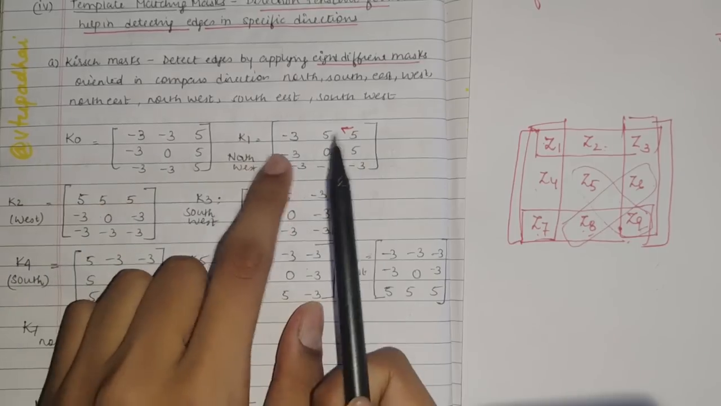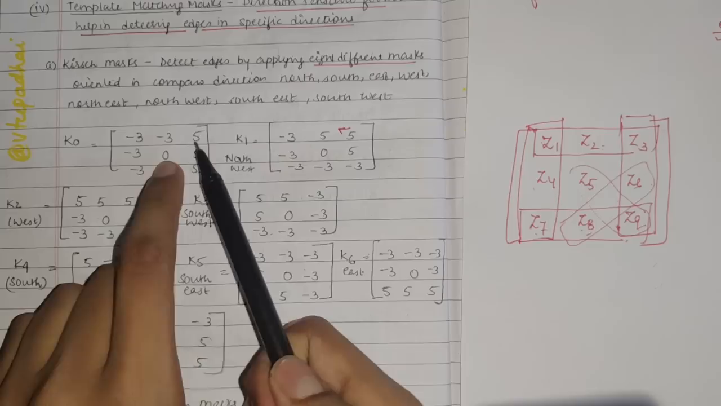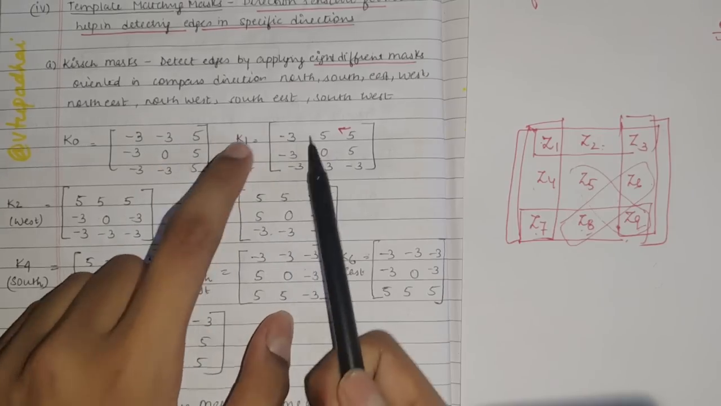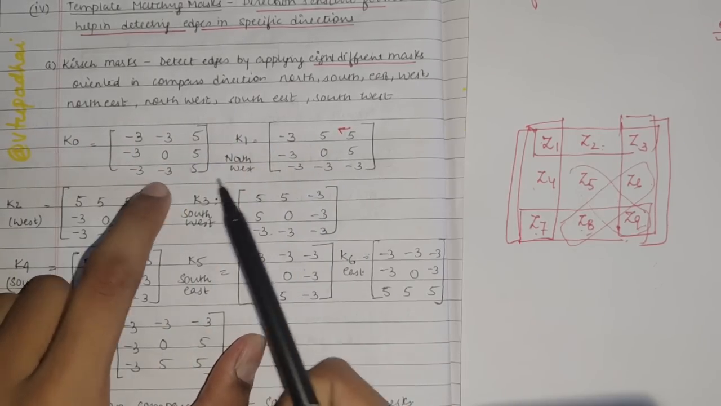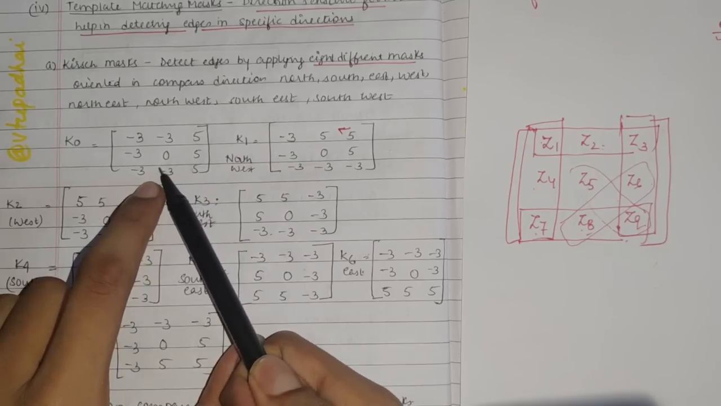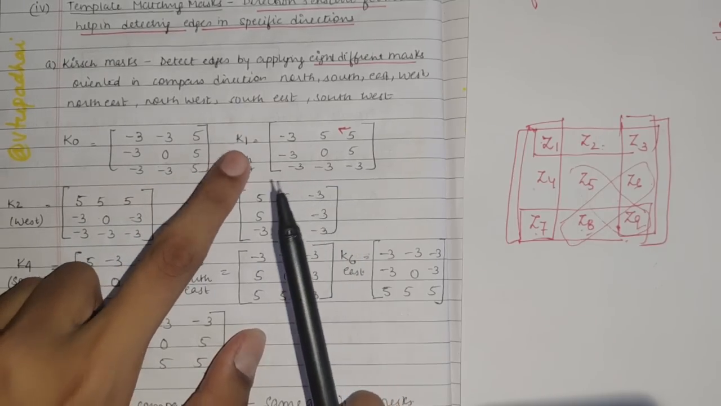For example, you can see if I shift my 5 here, now the 5 came here and the below 5 came up. In the same way, this minus 3 came down, and you can see the minus 3 which was present here has shifted to this corner. So it was minus 3. This is about k1, that is northwest.